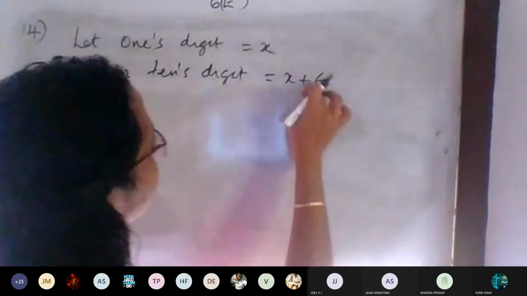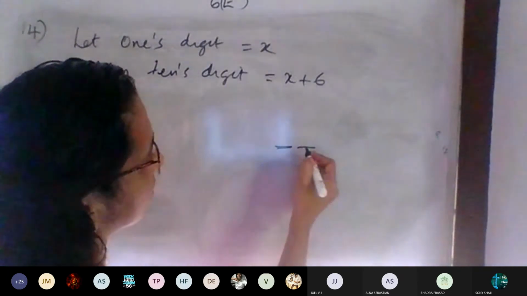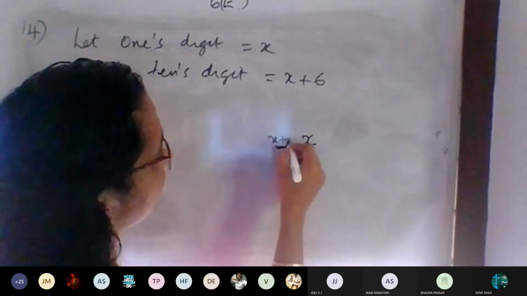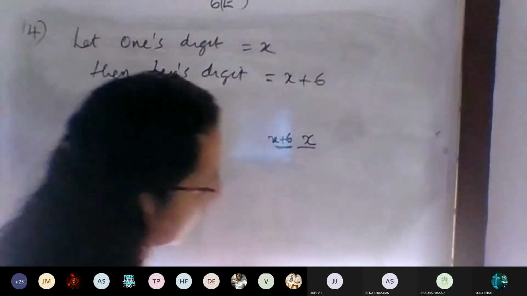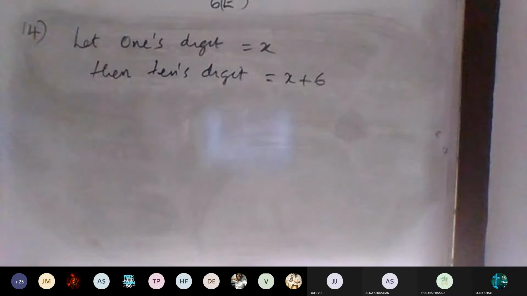So the difference between these two digits is 6, which means one is x and the next one will be x plus 6. Then x plus 6 minus x is equal to 6. The difference is given as 6.